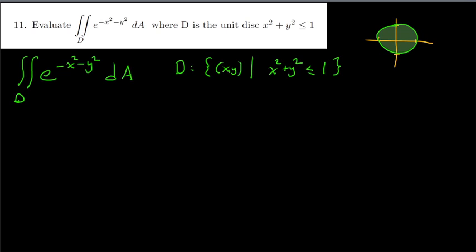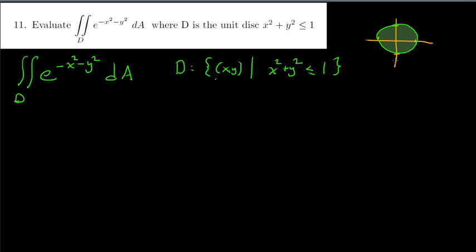Okay, number 11. We want to evaluate the double integral of e to the negative x squared minus y squared over the region D. So I know usually I use R here for region, but here D is the unit disk, so D could stand for disk, or it could stand for the domain, right? Because this is effectively the domain of the region over which we're integrating here. But we'll go with disk.